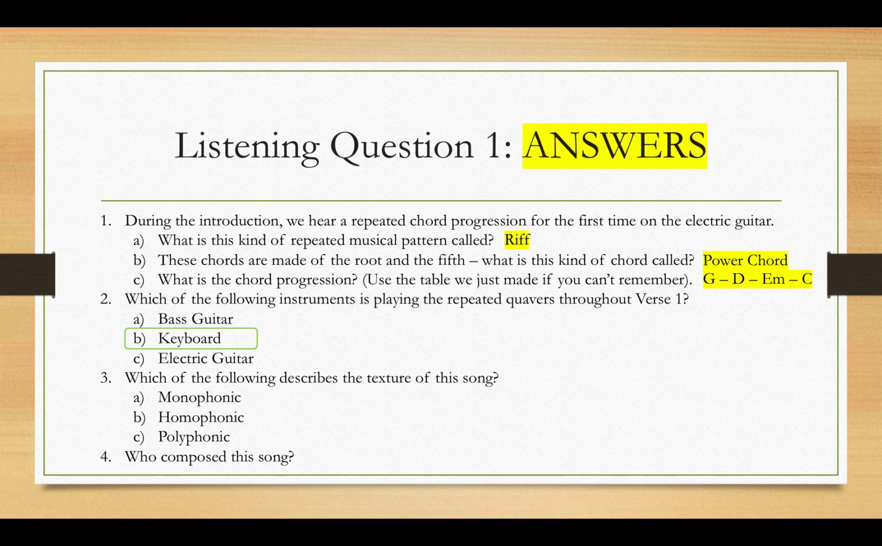The texture throughout the song is homophonic, which is melody and accompaniment. So you've got the melody in either the vocal part or the lead guitar part, and then the accompaniment, which is in the guitars, bass guitar and piano the whole way through, or keyboard. And the person who composed this song was called Russell Ballard.